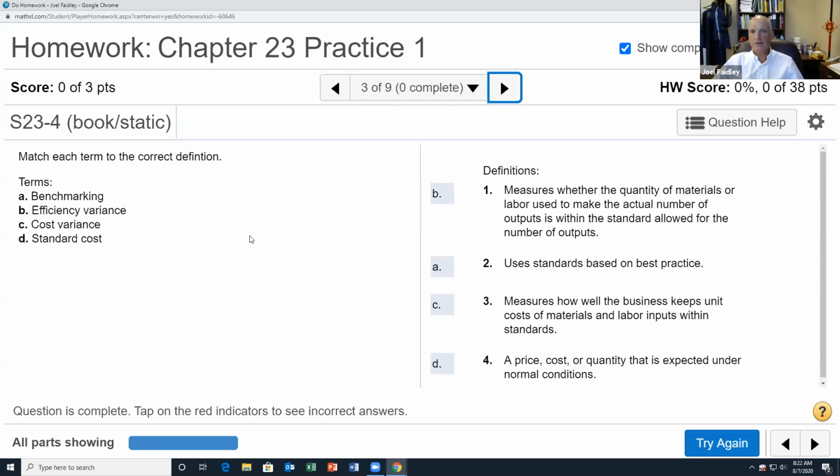Benchmarking, efficiency variance. Again, efficiency variance measures whether the quantity of materials or labor used to make the actual number of outputs is within the standard allowed. Every company has standards, or else you don't know what's going on in your production process. You got to know how many labor hours or machine hours. You got to know how much materials to be used, down to fractions, decimal places. Cost variance, how well the business keeps unit cost of materials and labor within the standards. Efficiency, usage, cost, price variance.